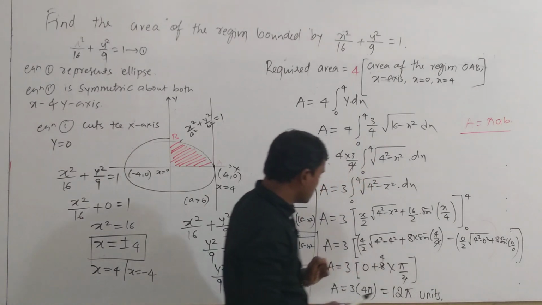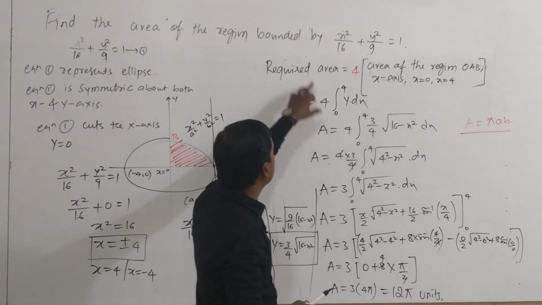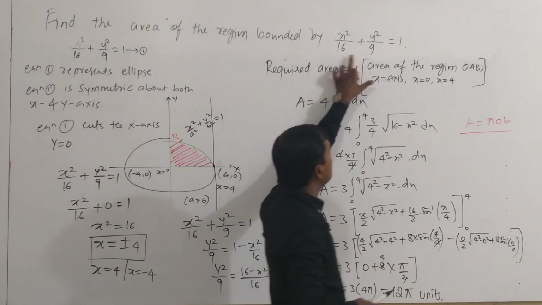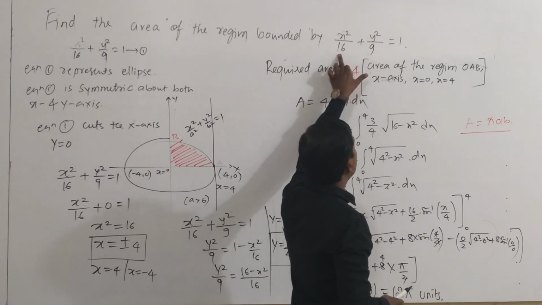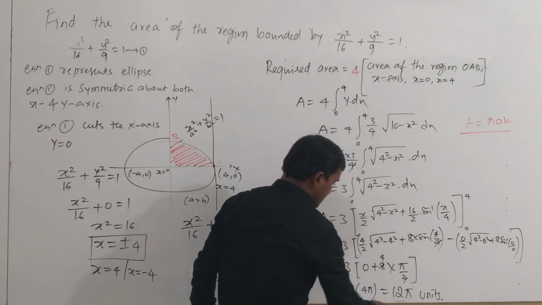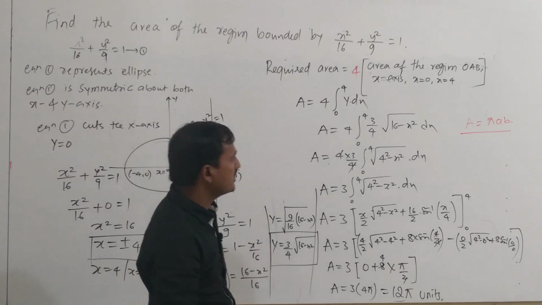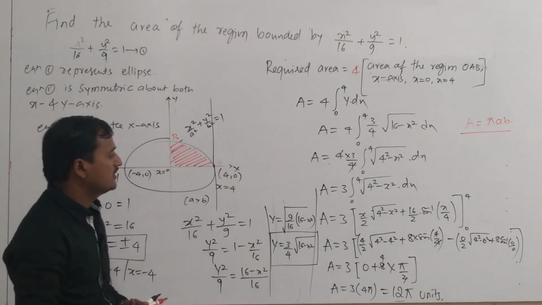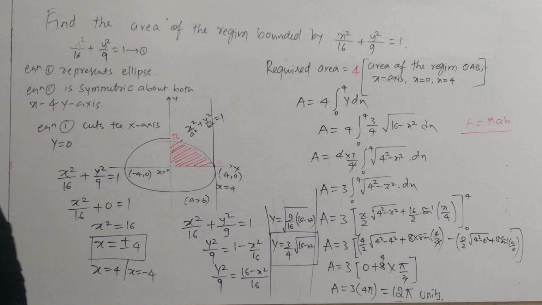So here we have to cross verify our answer. What is the value of A? 4. What is the value of B? 3. So 4 into 3 is 12, so our answer is also 12 pi. Is it right? Okay, we'll go for the next one. Next question.